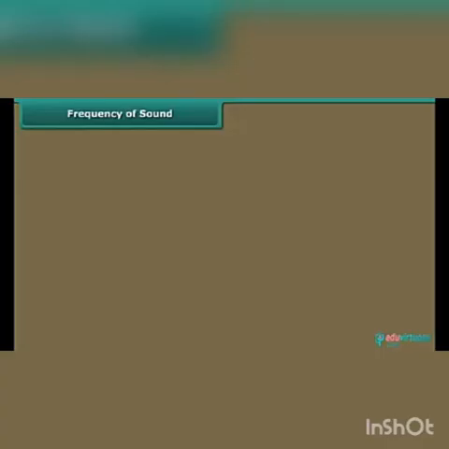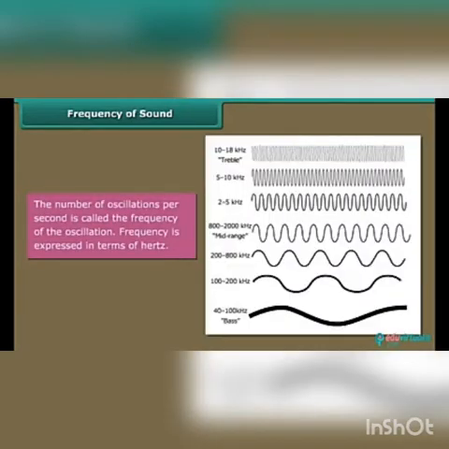Frequency of sound. The number of oscillations per second is called the frequency of the oscillation. Frequency is expressed in terms of hertz.